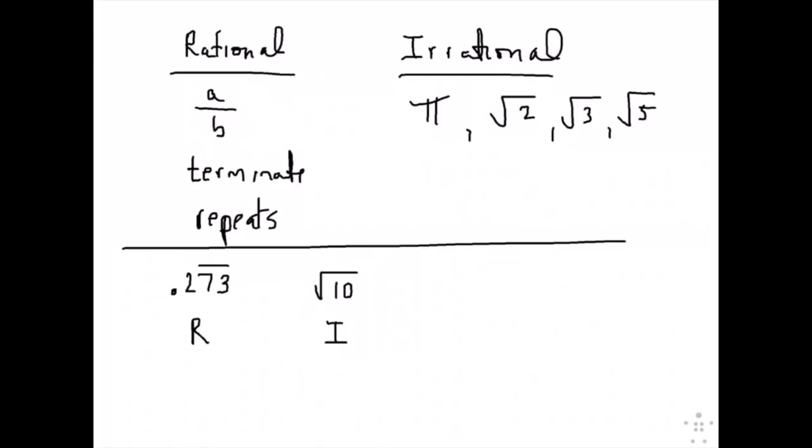How about 0.371? Well, 0.371, that is terminating, right? And it could also be written as a fraction, 371 over 1,000, right? So that's rational. How about 3.14? Well, 3.14 is not pi. 3.14 is 3.14. Pi doesn't terminate or repeat. So in this case, 3.14 is a rational number.